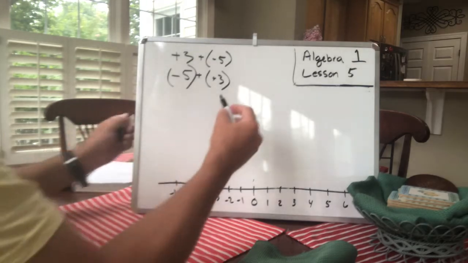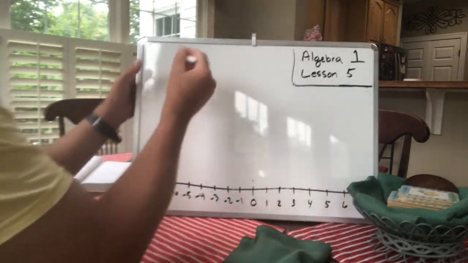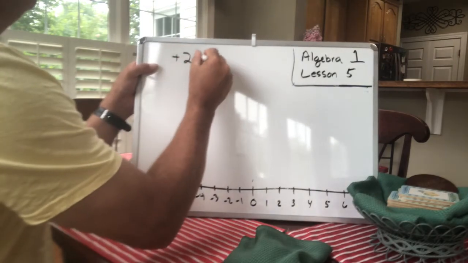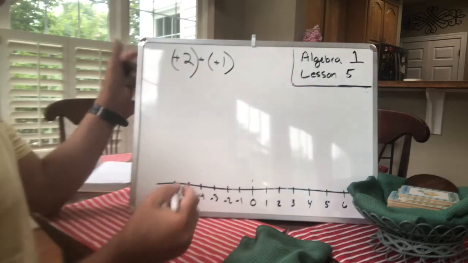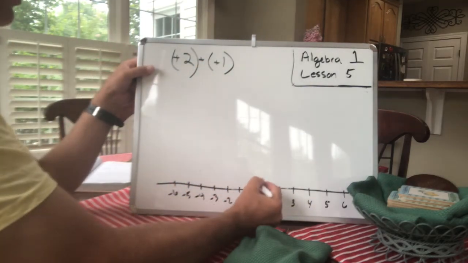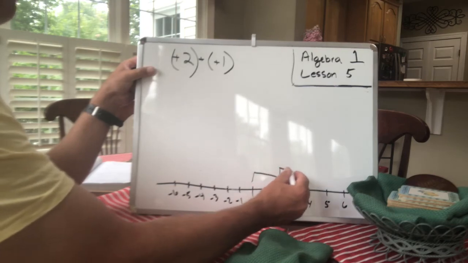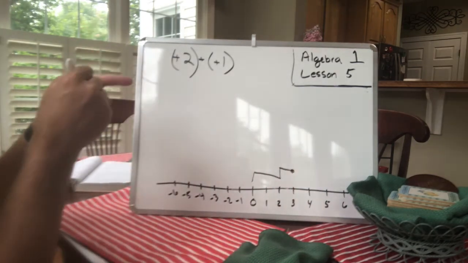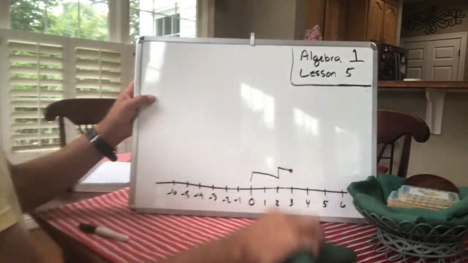Two positives. We say +2 plus +1, +2 plus +1. They put these in parentheses. We know that +2, we go 2 places, and then we go over one more place to +3. Two positives obviously equal a greater positive.